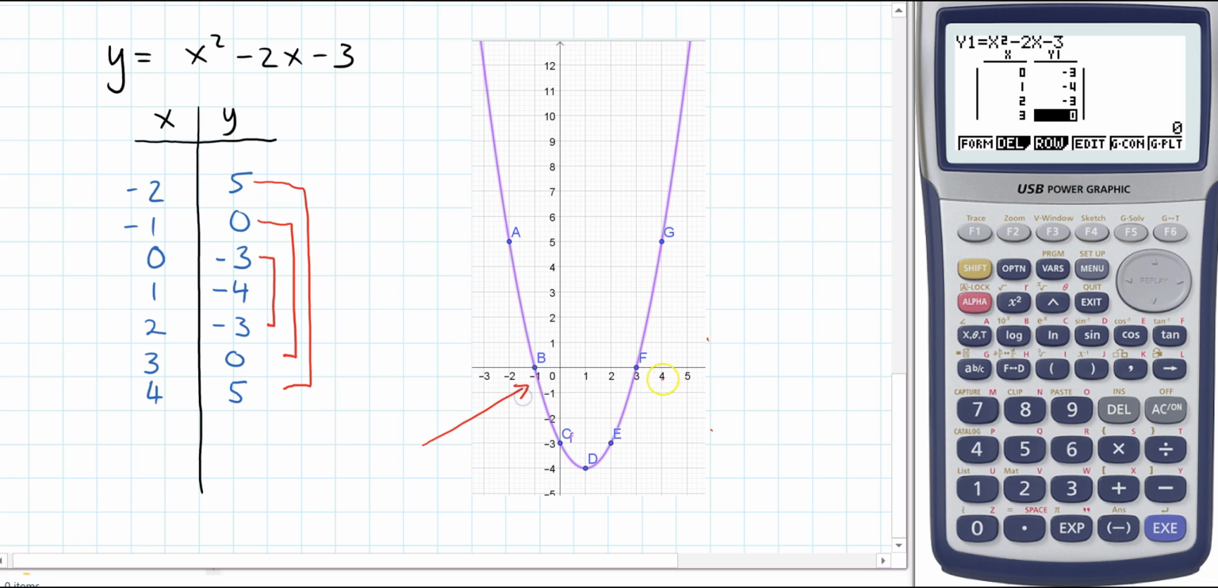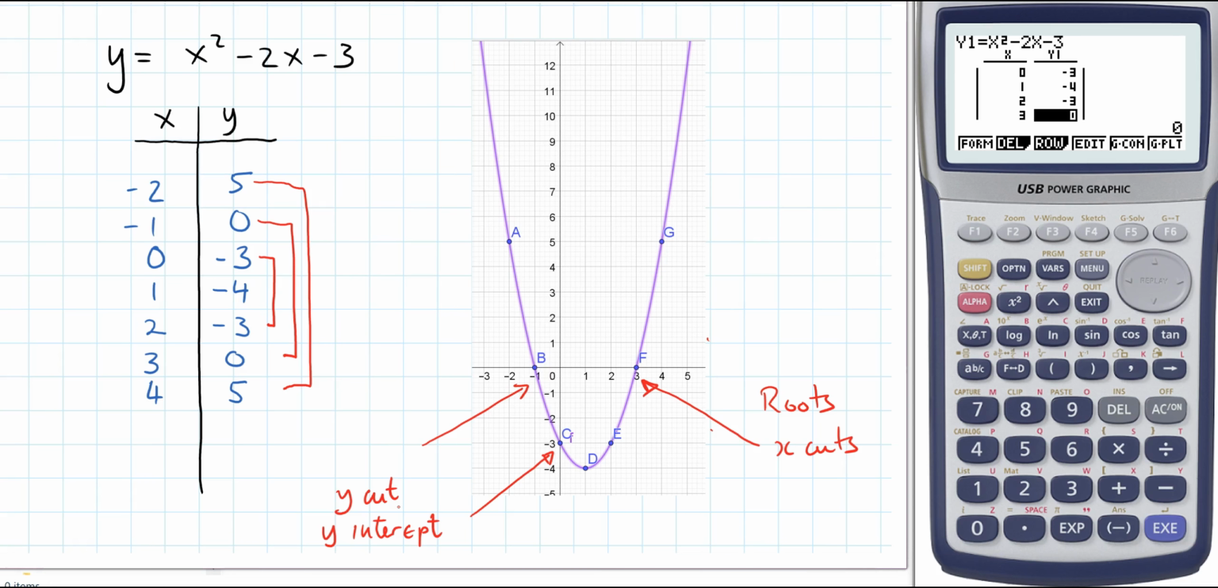These points over here are important. They are what are referred to as the roots of the graph, or you might call them the x-cuts, because that's where they cut the x-axis. Likewise, this point over here is called the y-cut, or the y-intercept, because it's the point where the graph crosses the y-axis.